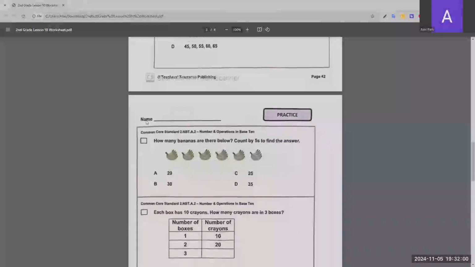Next, how many bananas are there below? Count by fives to find the answer. There's 1, 2, 3, 4, 5, 6 scoops of bananas. And since we're counting by 5, that means we do 6 times 5, which will get us 30, which is B.